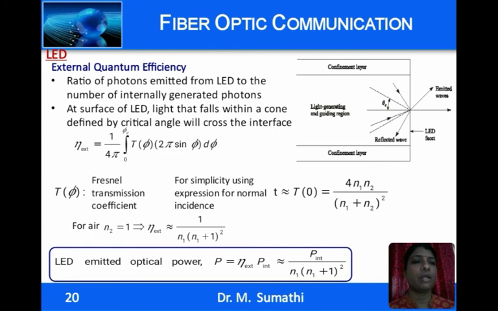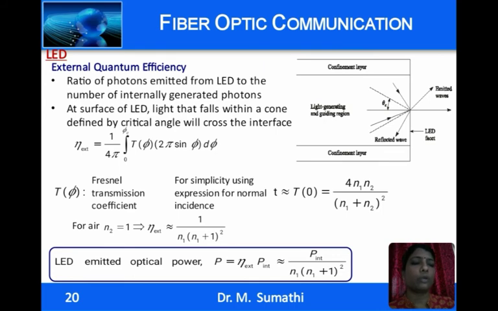generated internally. As can be seen in the picture, those photons that make an angle lesser than the critical angle are emitted, whereas the others are reflected back into the material itself. So, the external efficiency is given by this expression, where T phi is the Fresnel transmission coefficient, and for simplicity, considering only normal incidence, T of 0 can be approximated to be 4 n1 n2 by (n1 plus n2) the whole square. Substituting this value in the expression for external efficiency, we see 2 pi and 2 get cancelled.